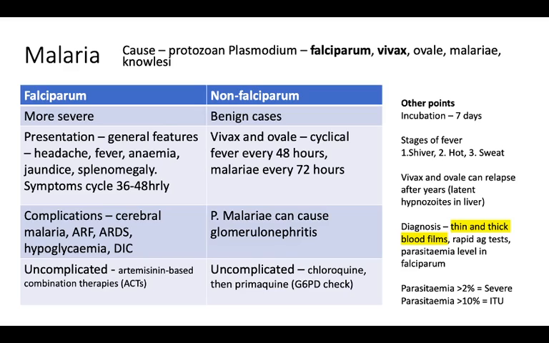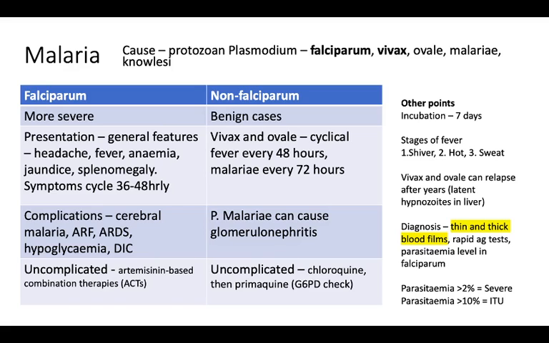So if the parasitemia level is above 2%, this is a value you might want to remember, this means that the malaria is severe. If the patient has severe malaria and it's falciparum, you have to switch them from oral ACT therapy to IV. If the parasitemia is above 10%, you need to take them to ITU.